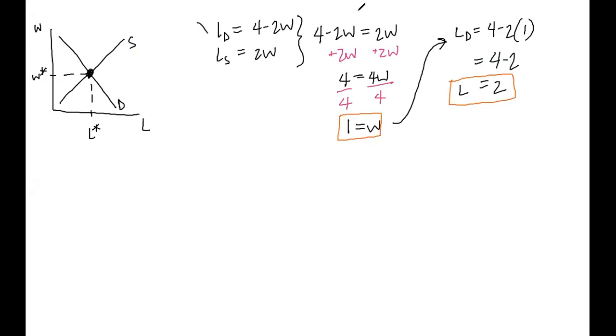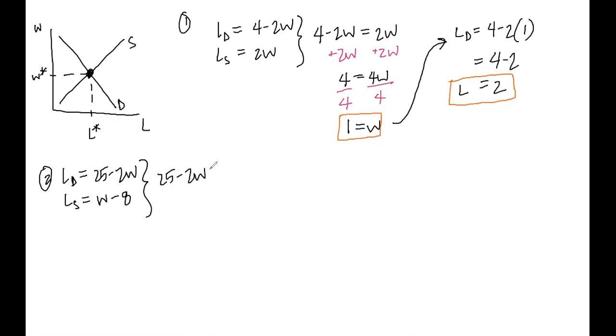So this one was number 1. And now I'm going to do number 2. So with number 2, they gave us a labor demand of 25 minus 2W and a labor supply of W minus 8. So again, labor is already isolated, and we know in equilibrium supply equals demand. So we can just combine these two into one equation of 25 minus 2W equals W minus 8.